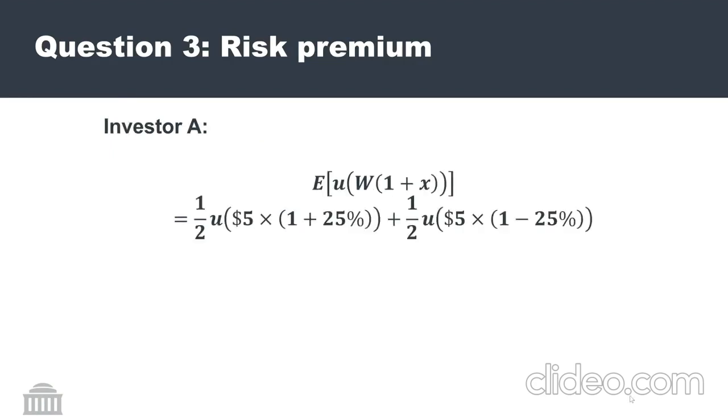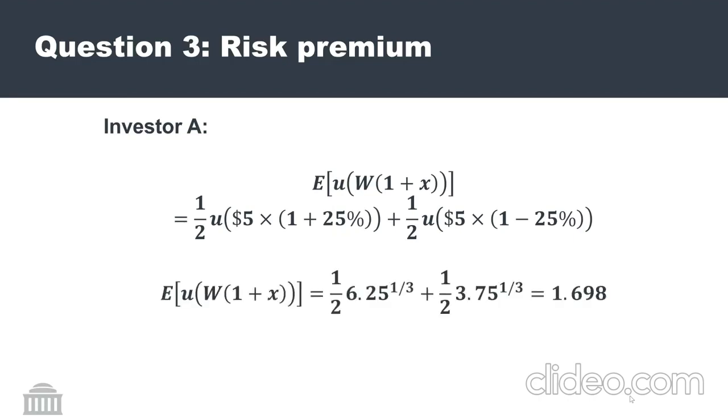Now let's compute the risk premium for investor A. First, we're computing the expected utility this investor gets from this lottery. It's the same expression as we had before, but right now instead of $1, we have $5. This is our current wealth. Computing this gives us the expected utility of 1.698.